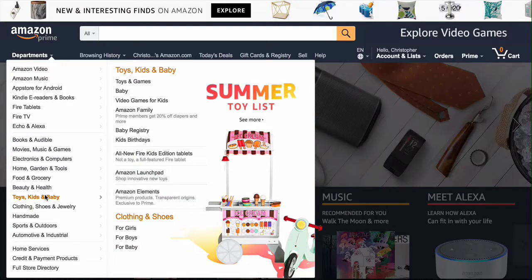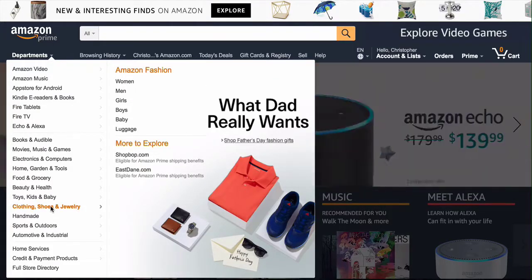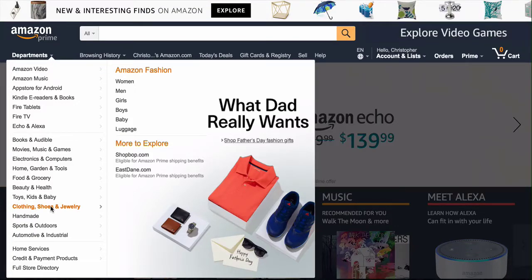look at what is currently selling in a particular industry or niche. So if we go to clothes or clothing, shoes, and jewelry, and let's see, having trouble clicking things, it seems.